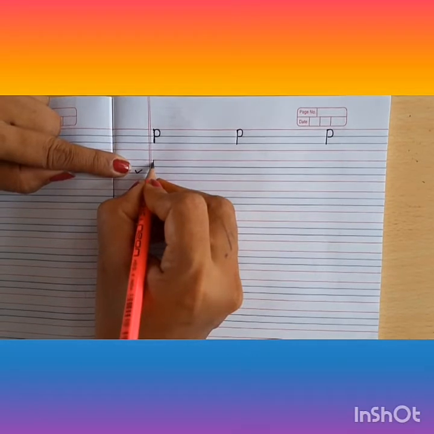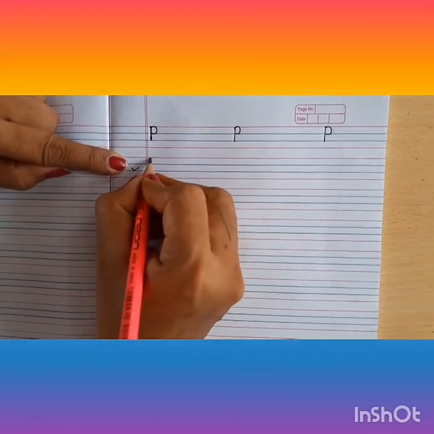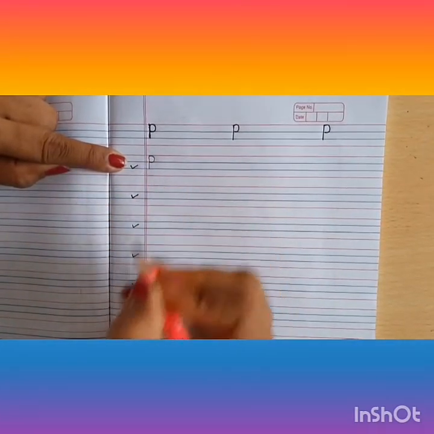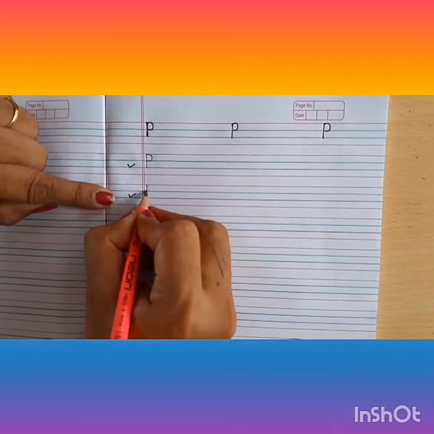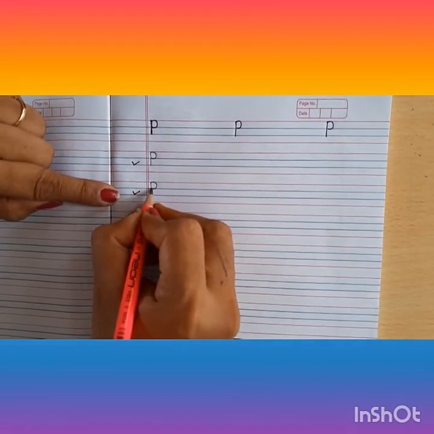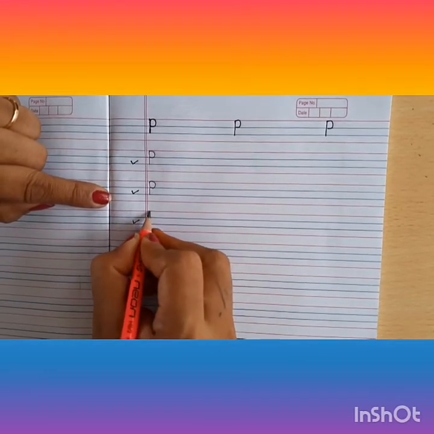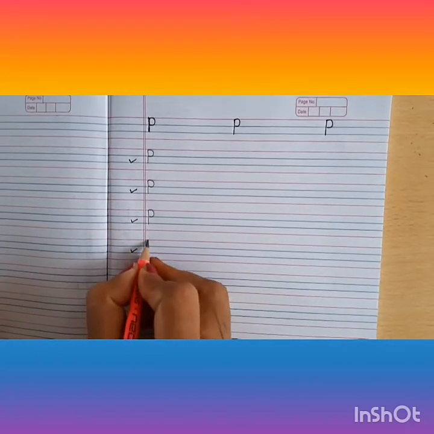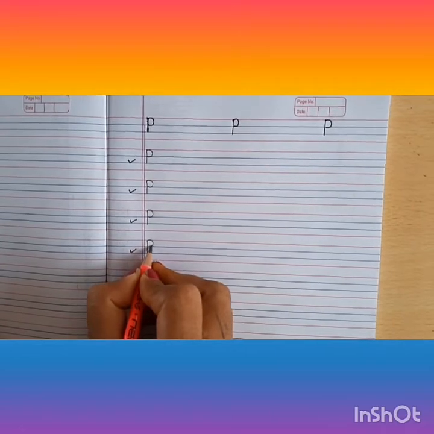See, red line to second blue line, standing line. Then, red line to first blue line, opposite C curve, capital letter P. Now again, red line to second blue line, standing line. Red line to first blue line, opposite C curve. Again, red line to second blue line, standing line. Red line to first blue line, opposite C curve.